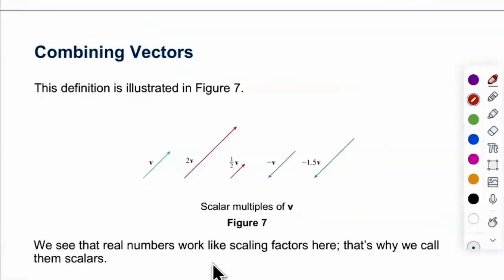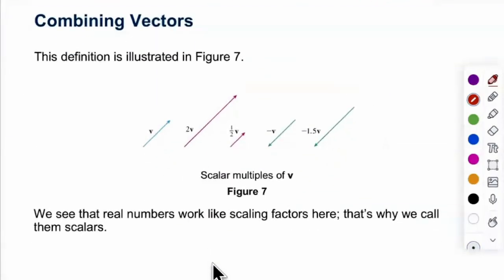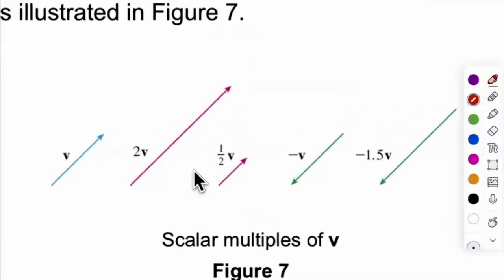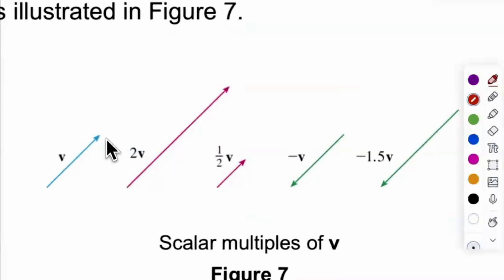Now we talk about combining vectors. You see over here, let me enlarge it. What happened over here is I start with this vector V and I multiply that by 2. And what does it do? It doubles the magnitude. And if I multiply by 1/2, I can just shrink it. It scales down to 1/2 of the magnitude. If you multiply this by -1, I get negative V. And what does it do? It switches the direction to the opposite.